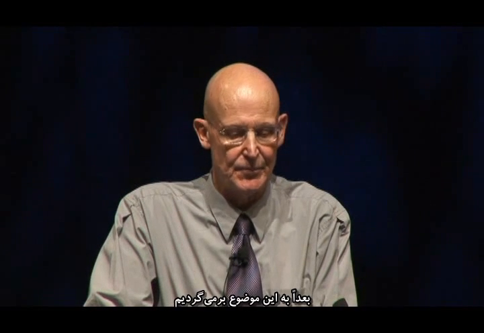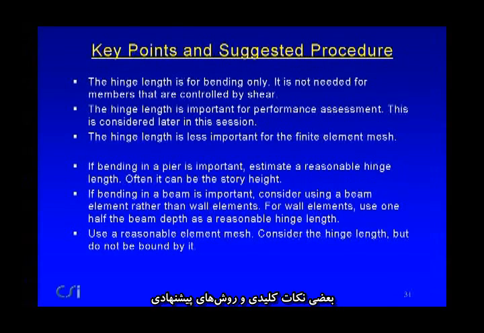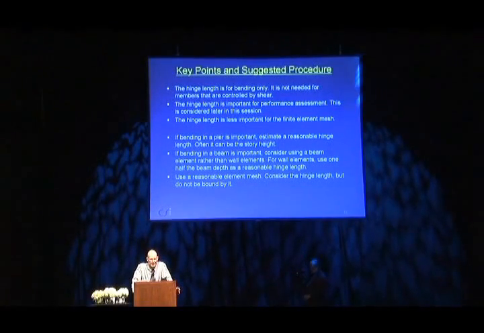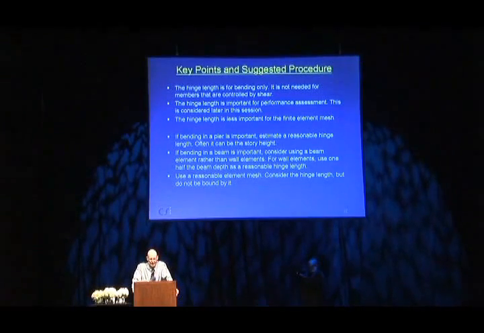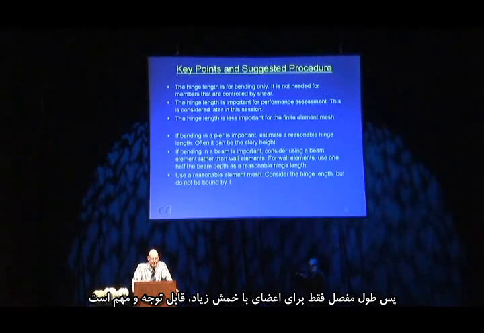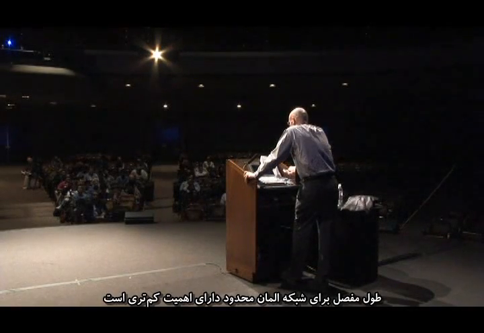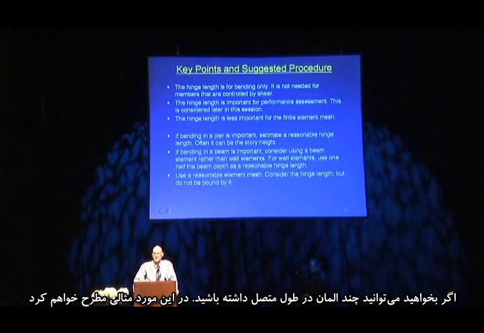What are the demand capacity measures, and how do we calculate them? That's going to come up more later on. So some key points and a suggested procedure. The hinge length applies only for bending, and if a member is controlled by shear, the hinge length isn't really that important. So it's only for members where you have substantial bending. The hinge length is important for performance assessment, as I just said, and we'll look at this later on in this session. The hinge length is less important for the finite element mesh. You can have several elements within the hinge length if you wish. I'll give an example in a moment.